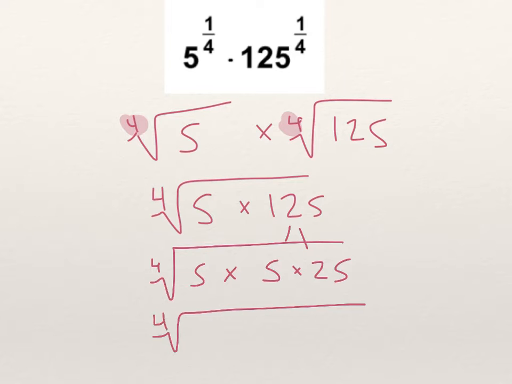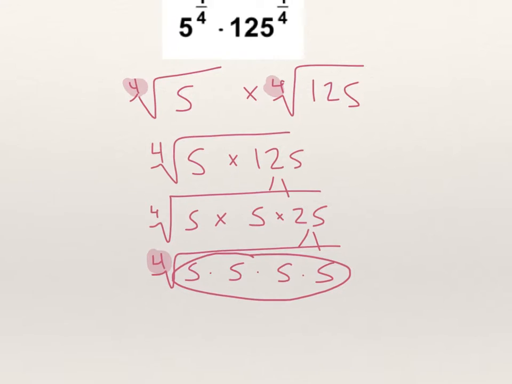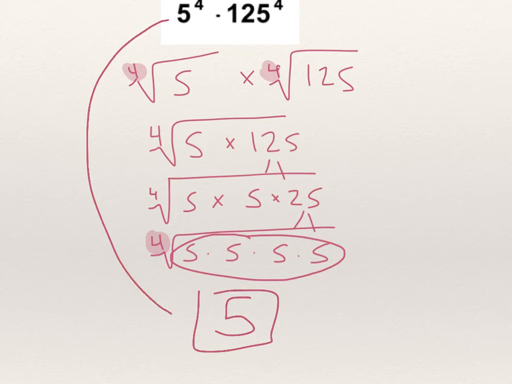And then we have the 4th root of 5 times 25, and 25 breaks down into 5 and 5. Since our 4 is our index, that means we're going to circle 4 things. So we have to circle all 4 of the 5s. Now what comes out is just a 5. So this simplifies to 5.